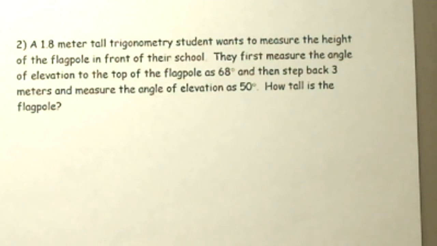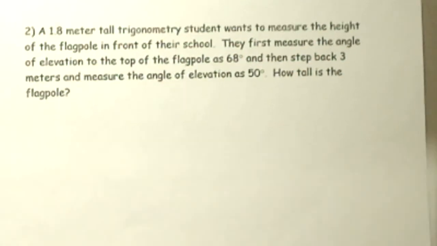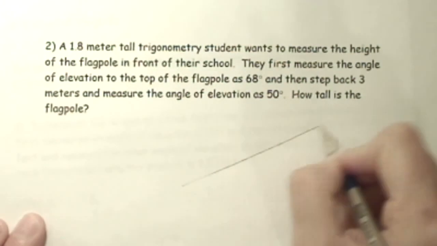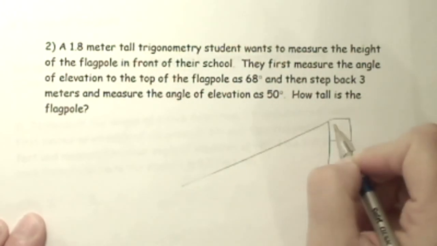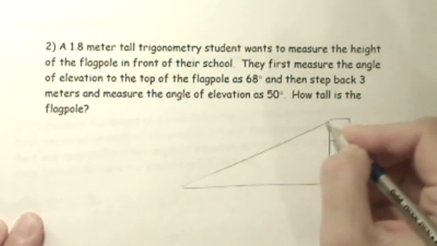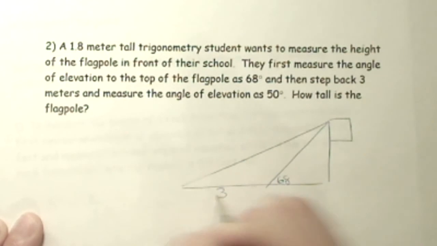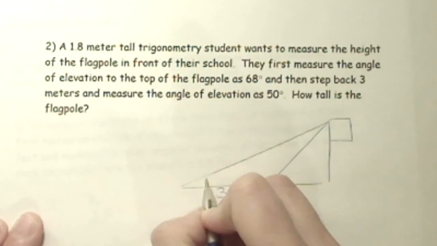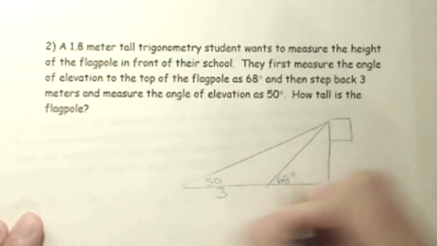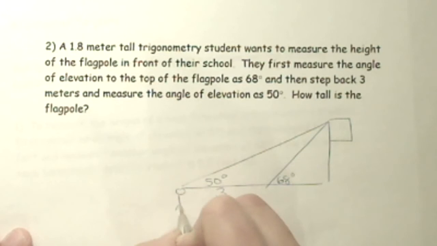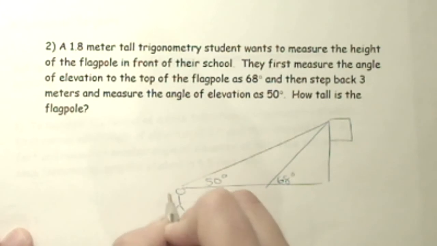I would encourage you to pause the video now and try it on your own, and then come back. So we're going to solve this one a little bit quicker. We want the height of the flagpole at the school. They first measure it at an angle of elevation of 68. They step back 3 meters, and they measure it at an angle of elevation of 50 degrees. Be wary if that angle doesn't get smaller as they step back. And the observer is 1.8 meters tall.